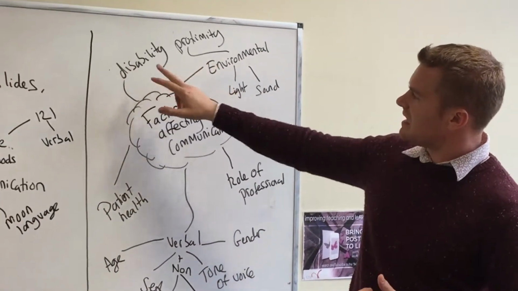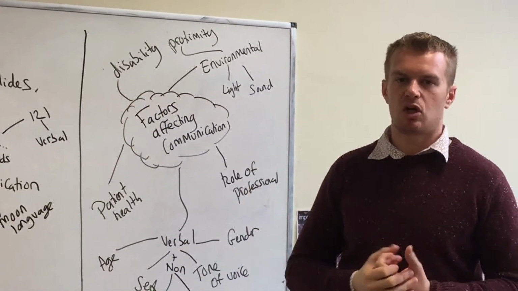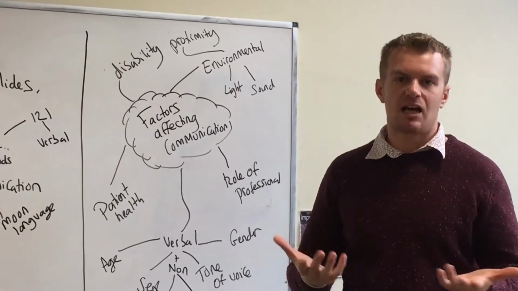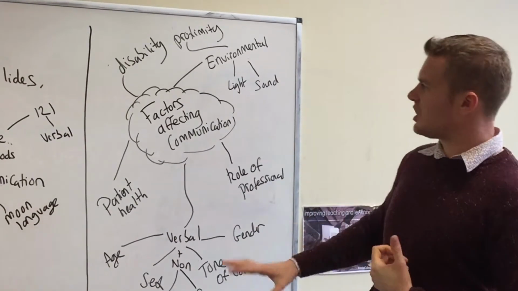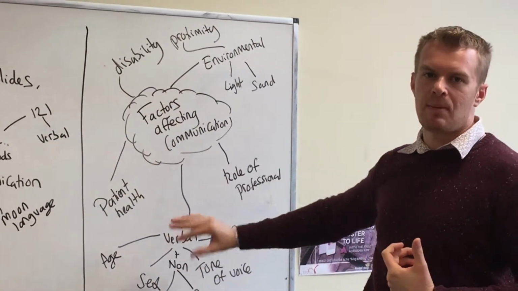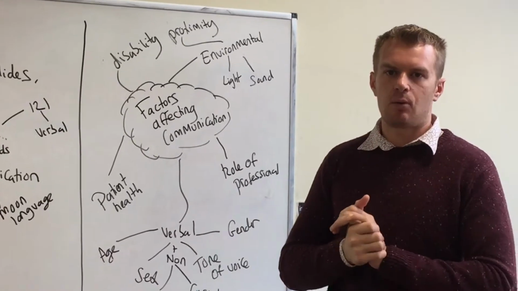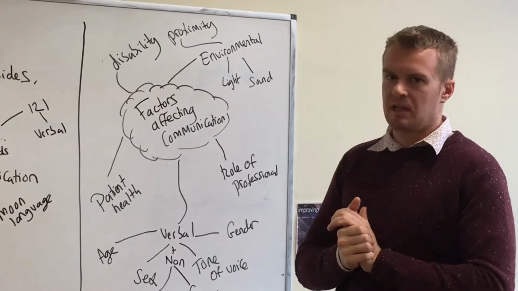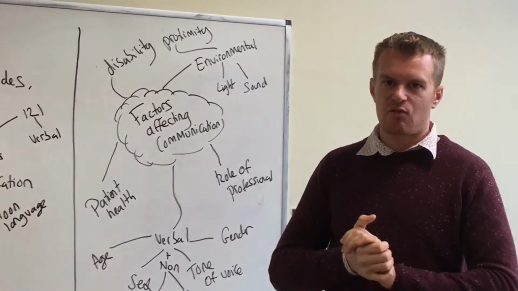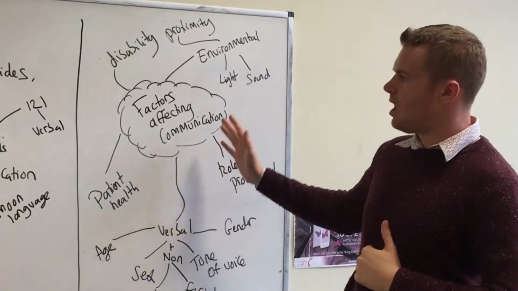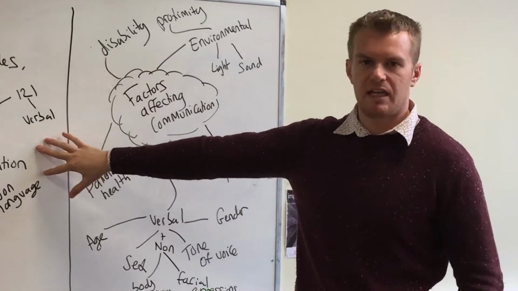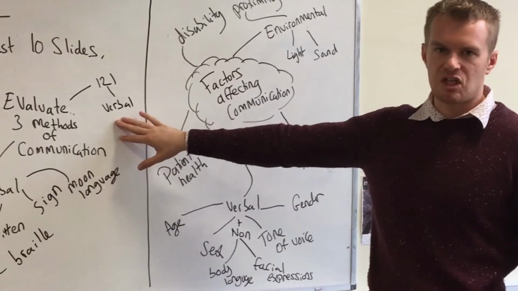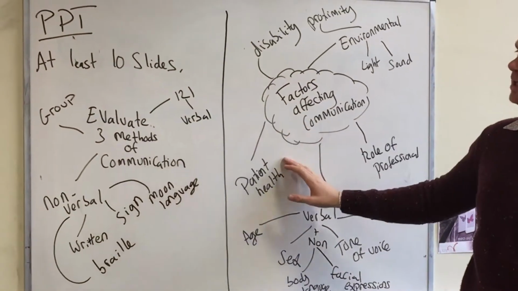Disability, proximity, there are some other ones. If the person has a hearing impairment or is blind, that could be a barrier you've got to think about carefully as well. So you can see there are so many barriers you can think about that may affect communication. There's no right or wrong answer with that. Hopefully we can see how this links to the methods of communication. They go hand in hand.